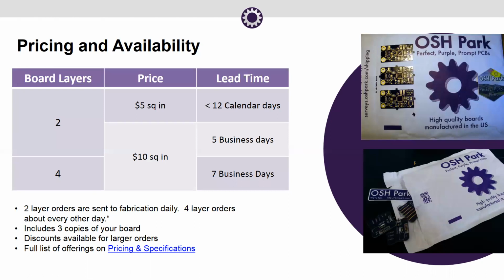90% of the time, our orders ship within 8 calendar days. And then we do have a faster option for 2-layer called Super Swift, which is 5 business days guaranteed. So if you upload your design on a Monday, it's guaranteed to ship by the Friday of that week. And then we also offer 4-layer, and that is sent to fab every other day. So it takes about a week lead time for that usually.